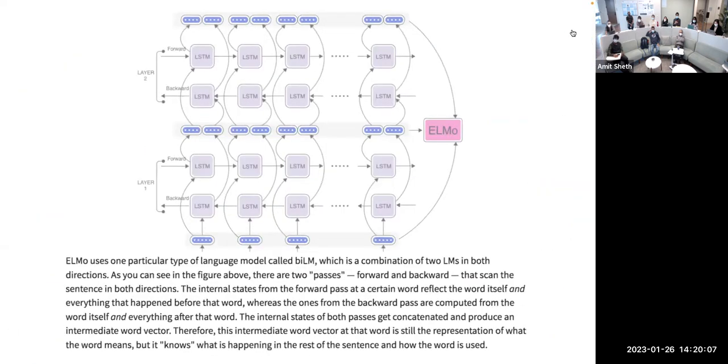Okay. Then they said, okay, they introduced two layers of LSTM at that time. LSTM was what was popular. I don't know whether you know about LSTM today. Okay, so LSTM and bi-LSTM were popular. RNN era. This is RNN, not transformer. So they introduced two layers of LSTM. Layer one and layer two.